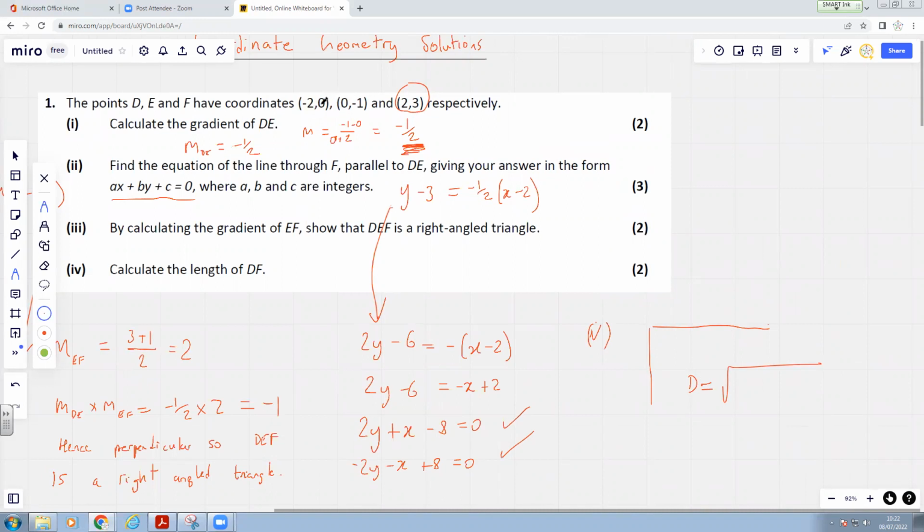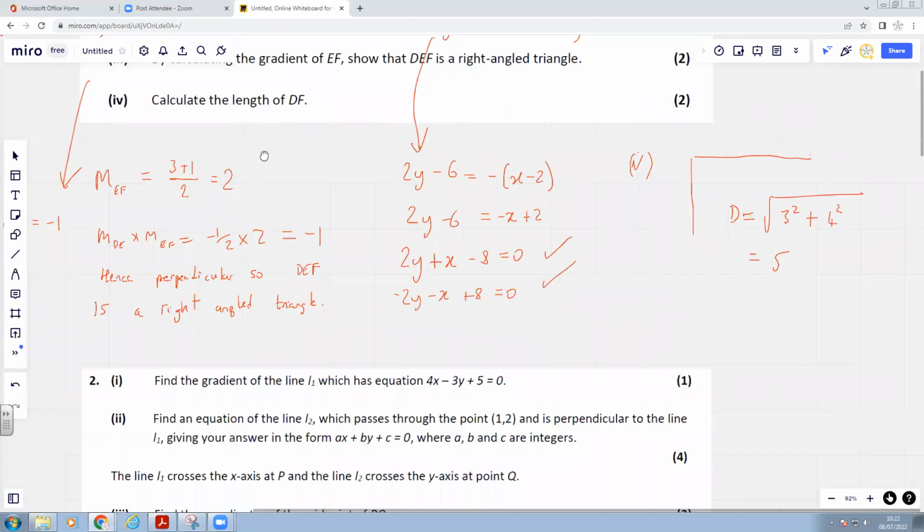If I'm finding distance DF, I just look at how much y has changed. It's changed by 3, and I square it. How much x has changed by 4, and I square it. The reason why it doesn't matter which way round I do the subtraction is because I'm going to square it afterwards. 3 squared plus 4 squared is 25, and therefore square root it, and you're going to get 5. That one probably you quite liked. It's not a bad one.